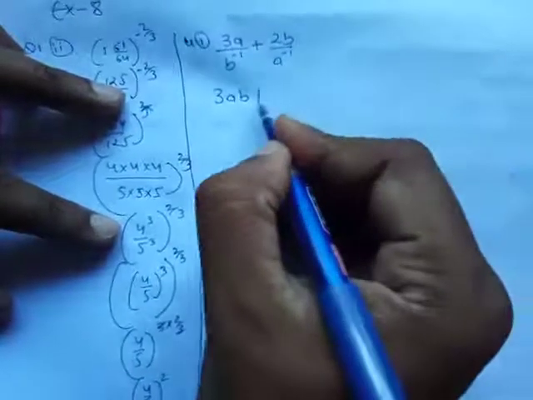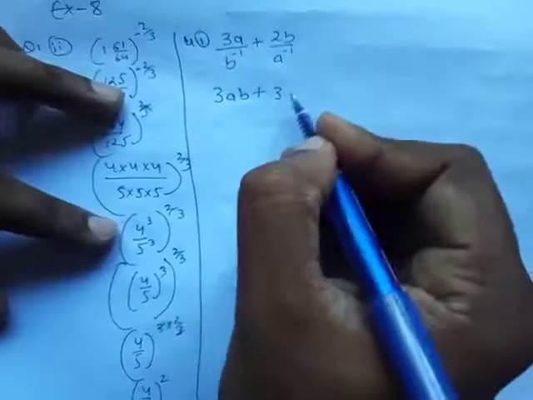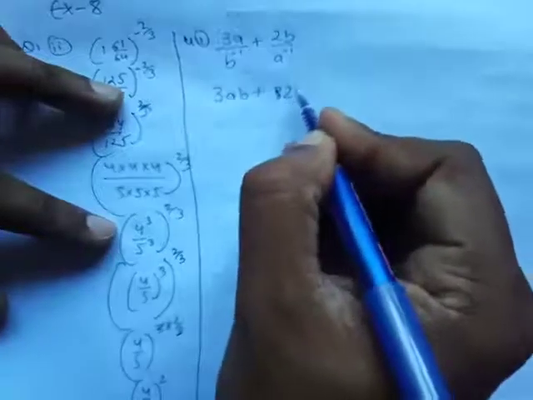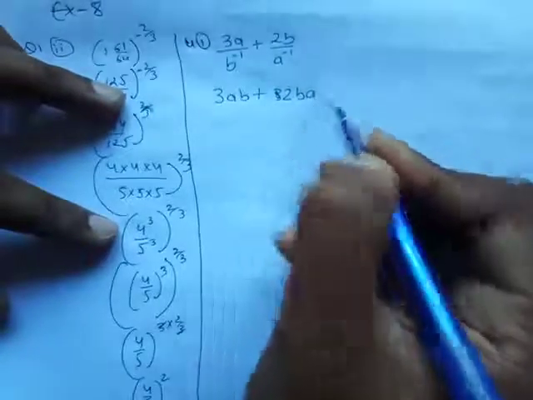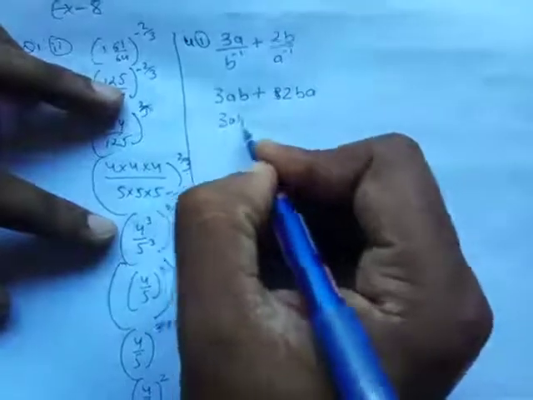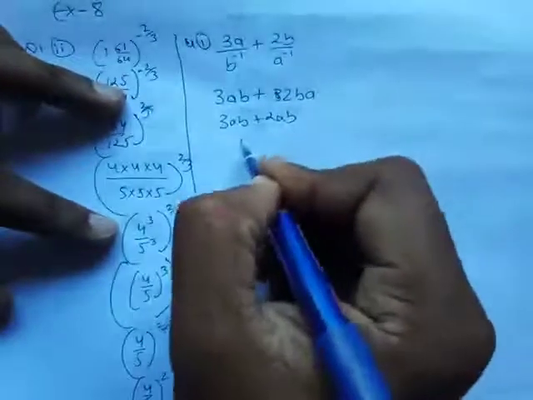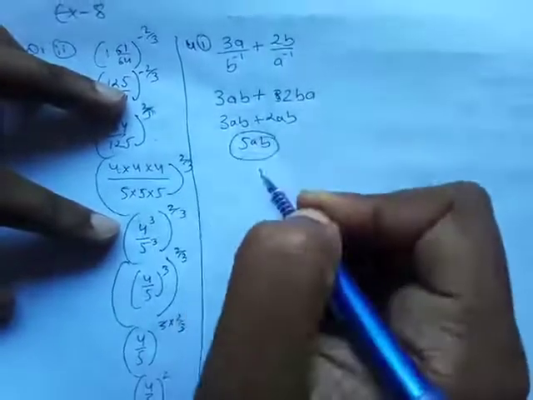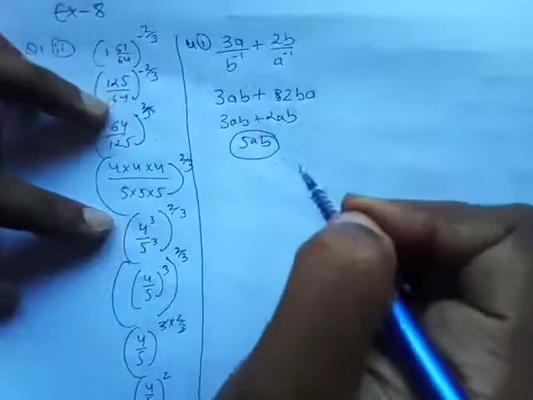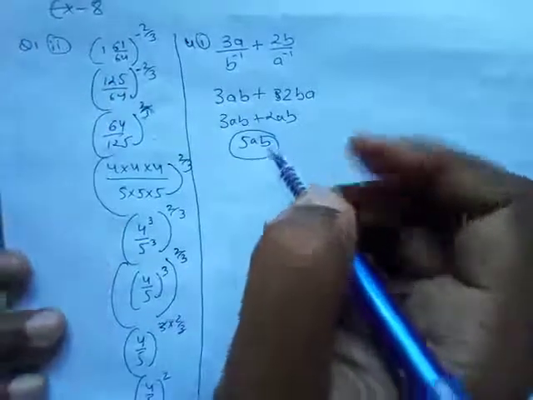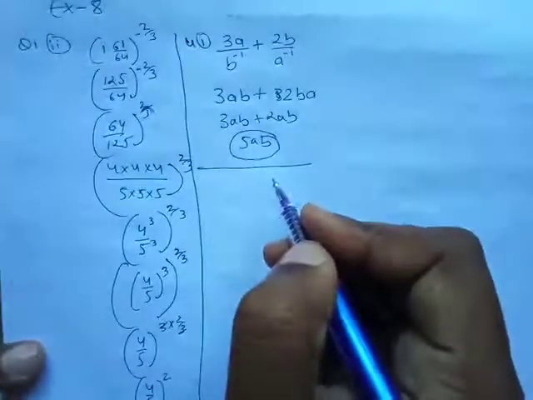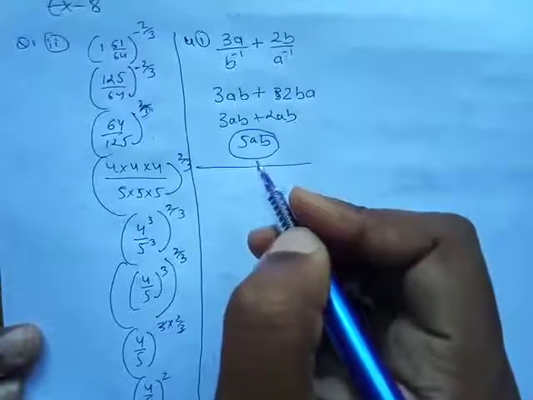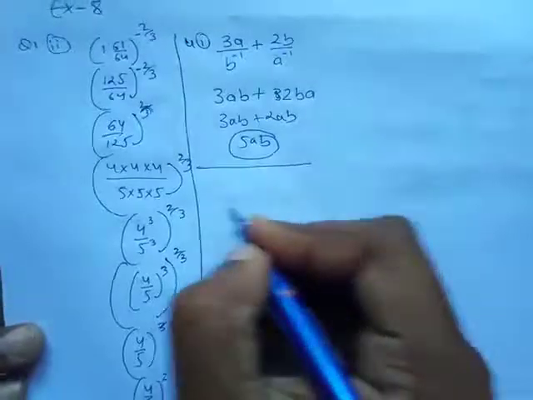You don't have to write power 1. Okay, this is 2, b is already here, and a will go up. So what do I have? 3ab plus 2ab, and if I add them, what will I get? 5ab. Okay, I hope you guys are getting this. This was question number 4 first part. Let's have a look at question number 5 second part.